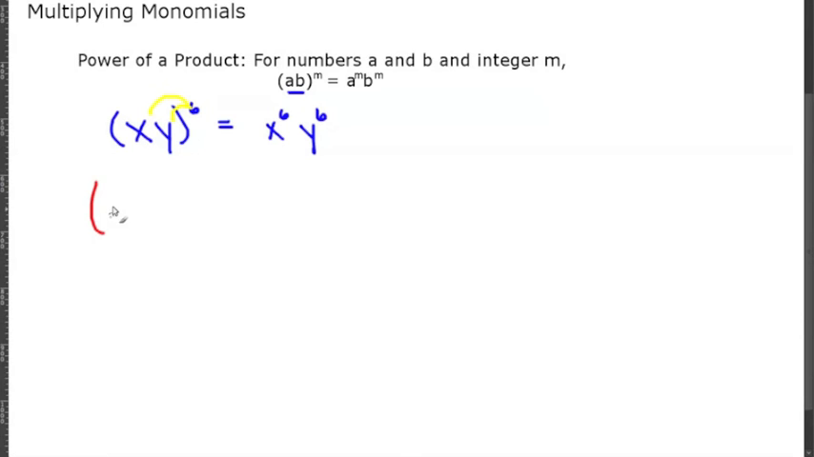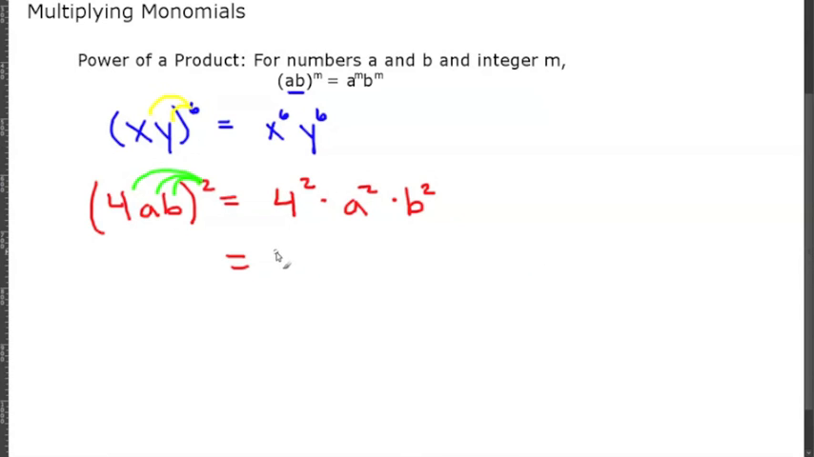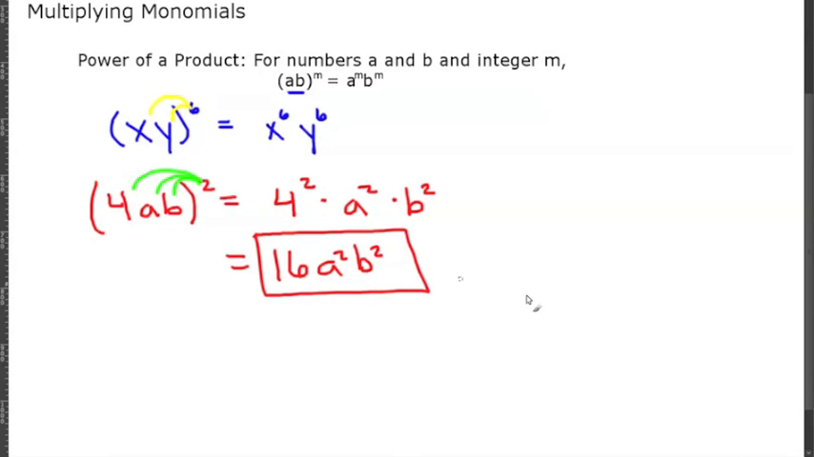Applying that, if I gave you the monomial 4ab squared, well, distribute the 2 in with the 4, the a, and the b. So that's going to give us 4 squared times a squared times b squared. Let's simplify this now. 4 squared is going to be 4 times 4, which is 16. A squared, b squared. And that would be our monomial multiplied out.